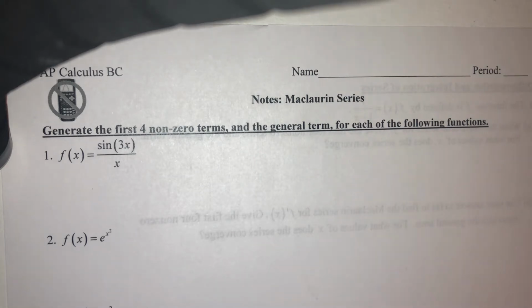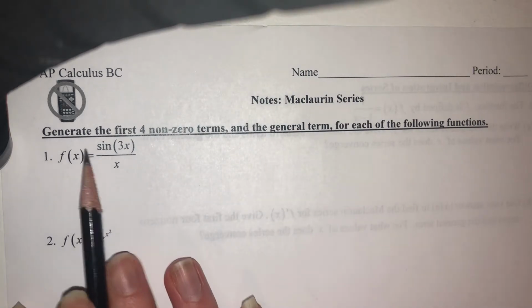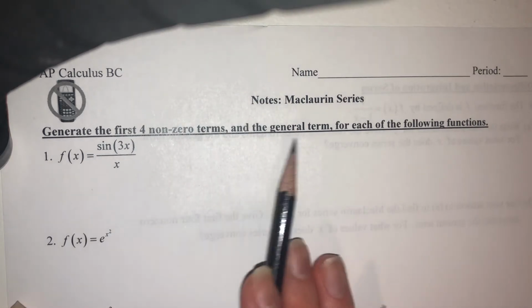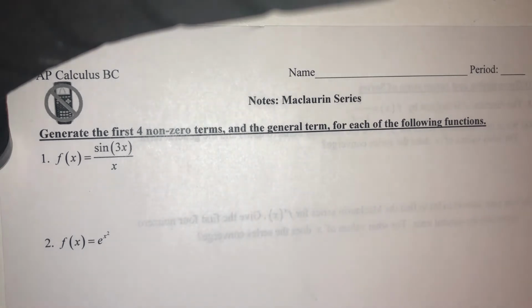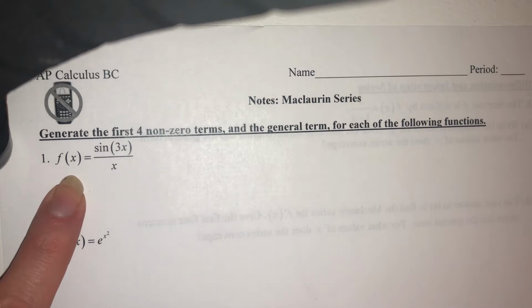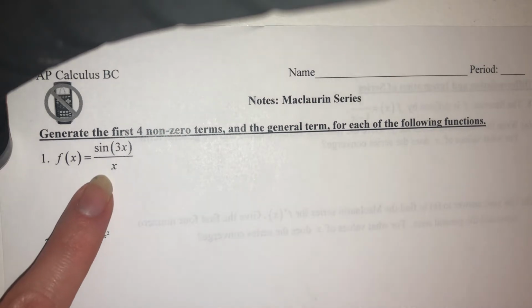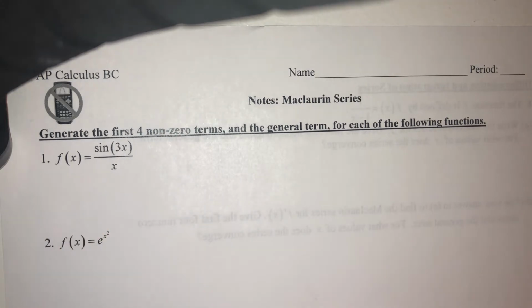So we are going to learn how to generate some Maclaurin series using the information we learned last time. It says generate the first 4 non-zero terms and the general term for each of the following functions. So this first one has f of x is equal to the sine of 3x all divided by x.